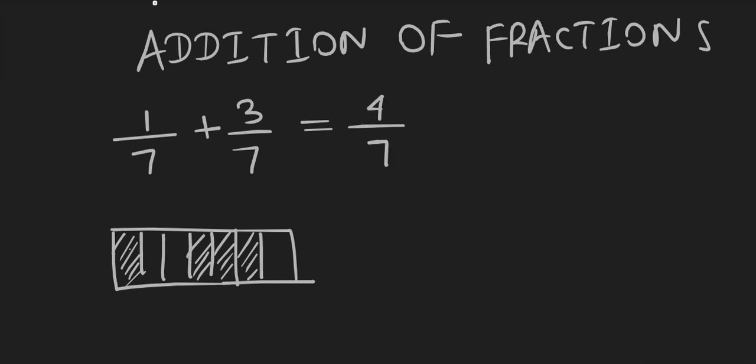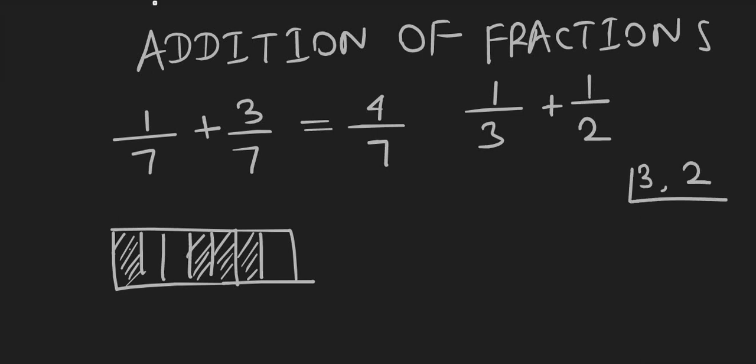So the learning point is, if you have the same denominator, you can simply add the numerators and write it under the common denominator. However, if you have different denominators, let's say the fractions are 1 over 3 and 1 over 2, then you need to find the LCM of 3 and 2. In order to find the LCM of 3 and 2, you need to divide both 3 and 2 by their prime numbers.